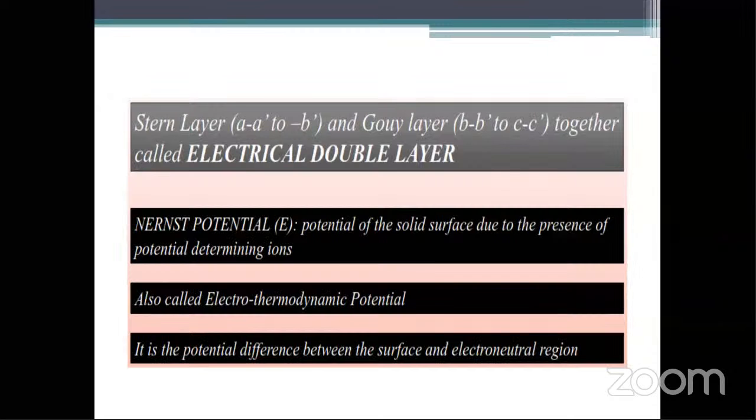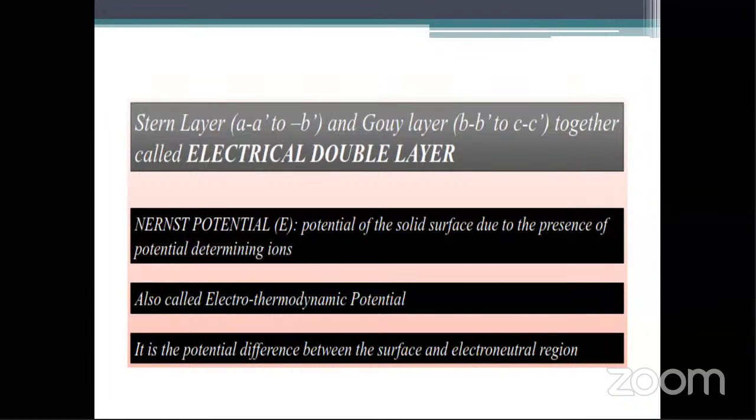Then the Stern layer and the Gouy layer, B dash to C dash, both together are called the electrical double layer. The name of the theory we are discussing is the electrical double layer. So why is it called electrical double layer? Because A dash to BB dash, that means Stern layer, and BB dash to CC dash, that is also known as Gouy layer, together are called electrical double layer.